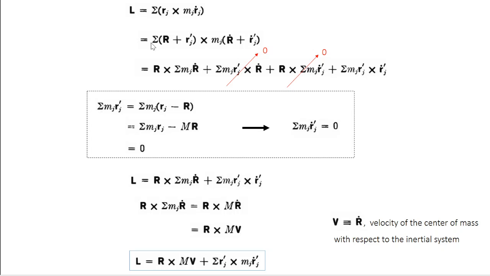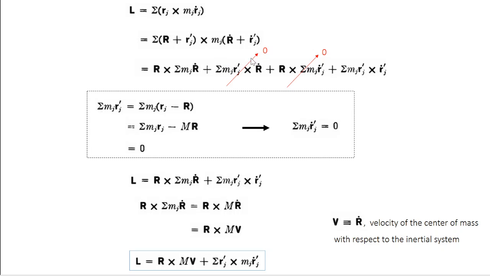So this is going to be summation over j of (R plus Rj prime) cross Mj into (R dot plus Rj prime dot). Now expand this. So this is R cross summation over Mj R dot, plus summation over Mj Rj prime cross R dot, plus R cross summation over j Mj Rj prime dot, plus summation over j Mj Rj prime cross Rj prime dot. Now we can simplify this further.